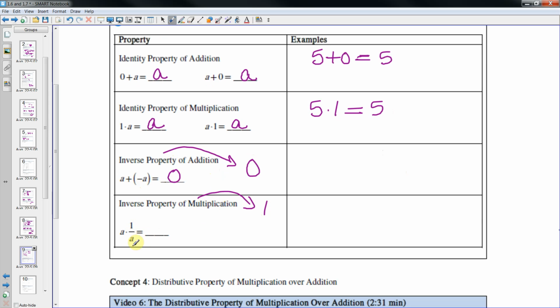On inverse property of multiplication, your goal is to get a 1. So in order to do that, we multiply by the reciprocal. So an example of inverse property of addition would be 5 plus a -5. We're adding opposites. We get a 0. For inverse property of multiplication, an example would be 5 times 1/5. Those would cancel and I would have a 1. So those are your identity properties and your inverse properties.